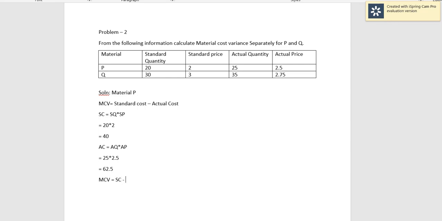Now, therefore, material cost variance is standard cost minus actual cost. What is the standard cost here? That is 40 minus actual cost 62.5, which is 40 minus 62.5. It will come to minus 22.5. As this is a negative, we have to mention it as non-favorable variance.